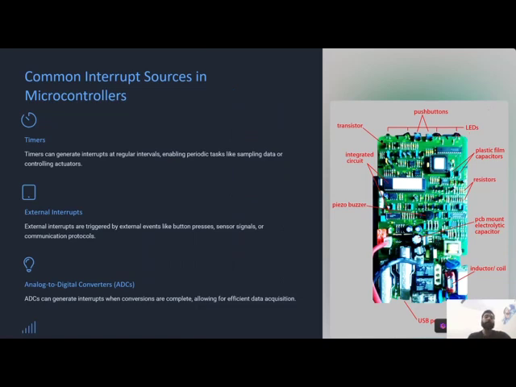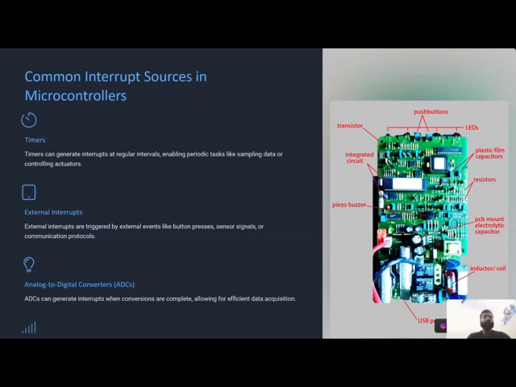Now, common interrupt sources in microcontrollers. First of all, in the diagram you can see there are transistors, and these two are push buttons, and at the top LEDs, then plastic film capacitors, resistors, PCB mount electrolytic capacitor, inductor or coil, ceramic capacitor, USB port, piezo buzzer, and an integrated circuit in between.